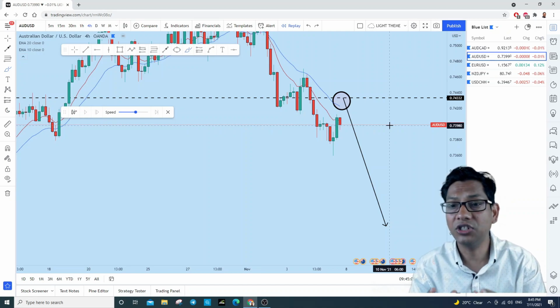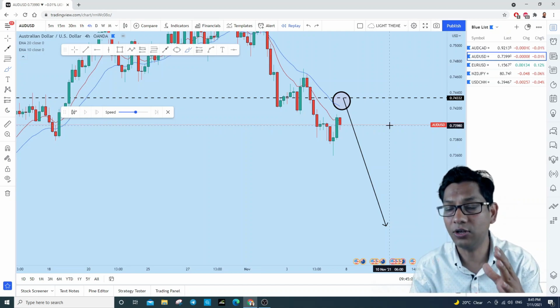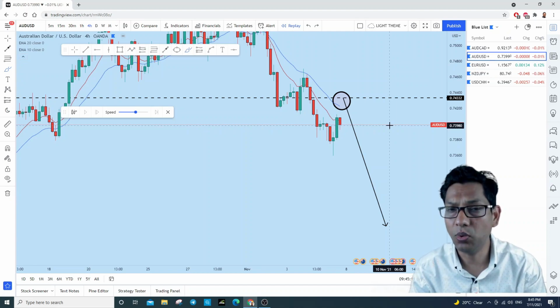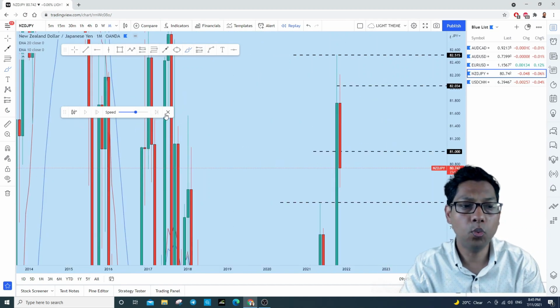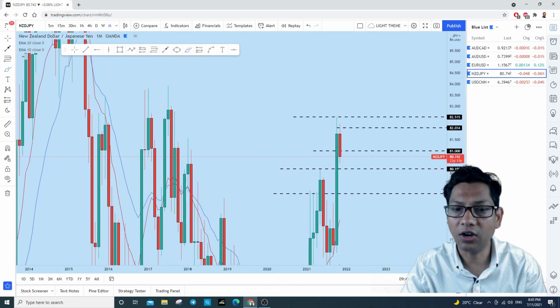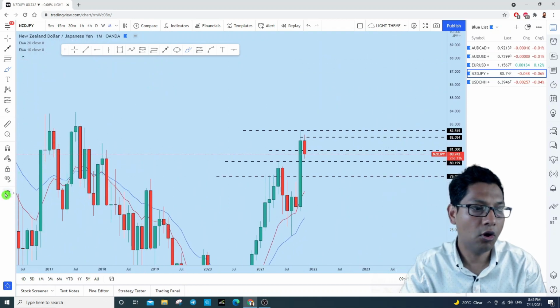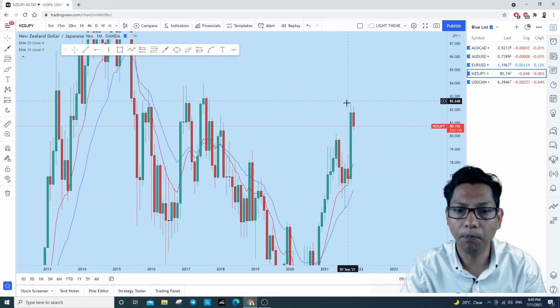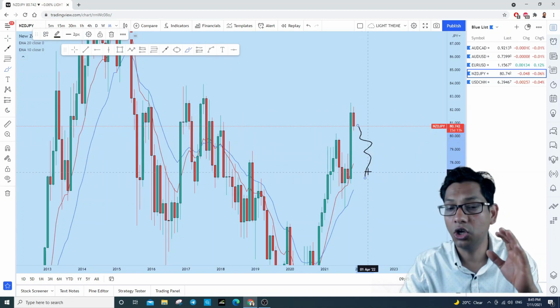Now let's jump on to another currency pair that we will be analyzing today, NZDJPY. Let's start with the monthly time frame. On the monthly, what we see is that NZDJPY, after this big green candle, has now had a retracement to the downside.